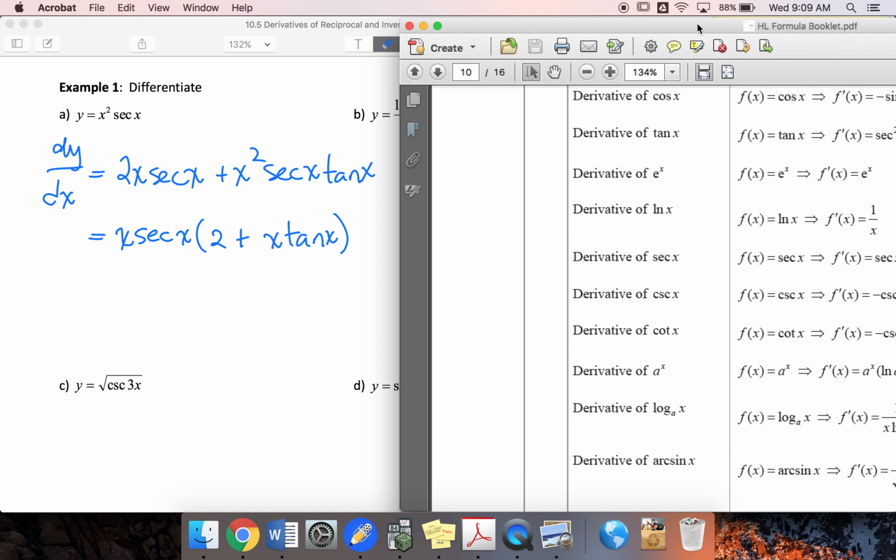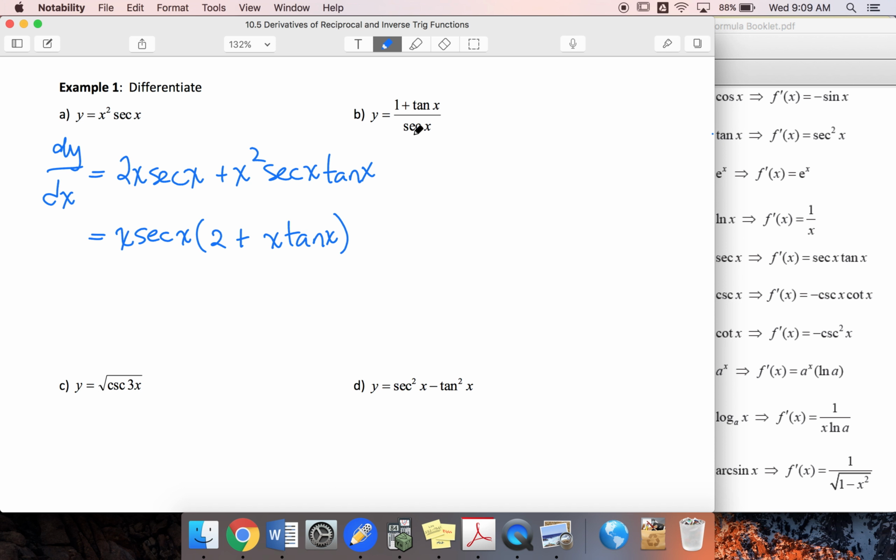All right. So, derivative of top, that's going to be 0 plus derivative of tan is secant squared times the bottom, that's going to give me secant cubed, minus derivative of the bottom, secant x tan x times 1 plus tan x over bottom squared.